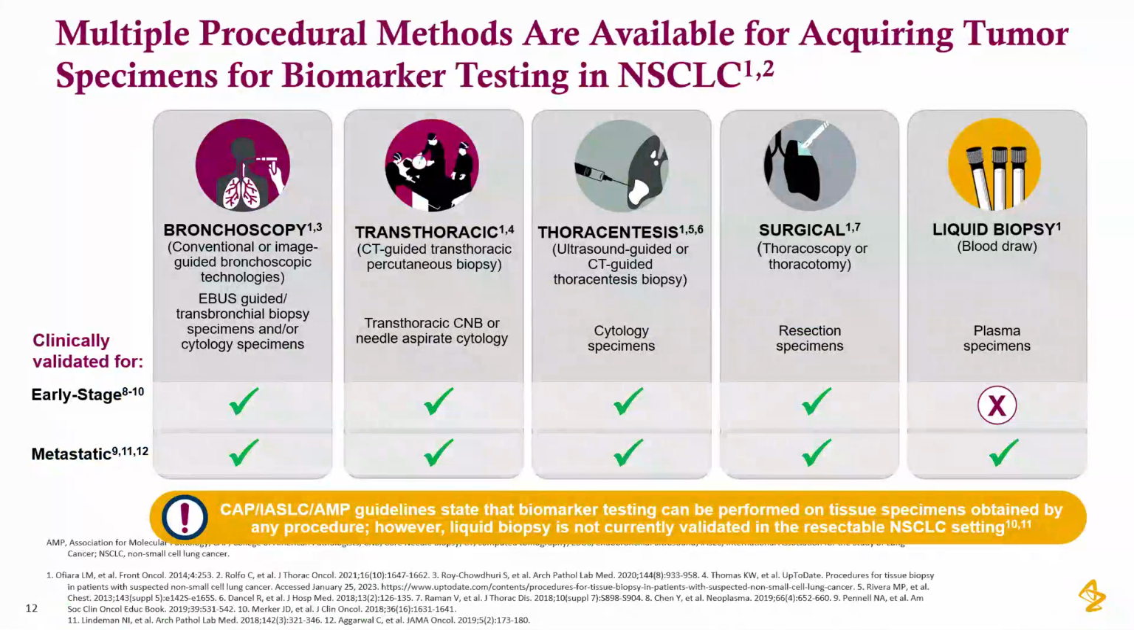So these are the various methods of how we obtain the tissue biopsy. As I already told, the liquid biopsy we cannot use in case of early stage non-metastatic NSCLC, because in the coming slides, I can tell you the concordance rates and the sensitivity is very low in early stages with liquid biopsy, whereas in the metastatic setting, we have to use this liquid biopsy. So next slide, please.